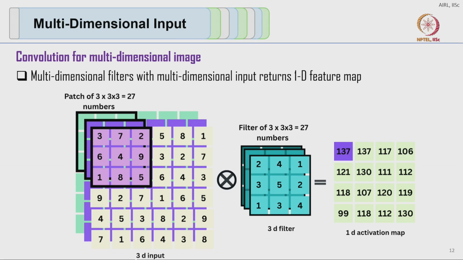That is how it is. I can get a 1D activation map. For every dimension I multiply and sum all of this, and that is my activation map. I can do that.